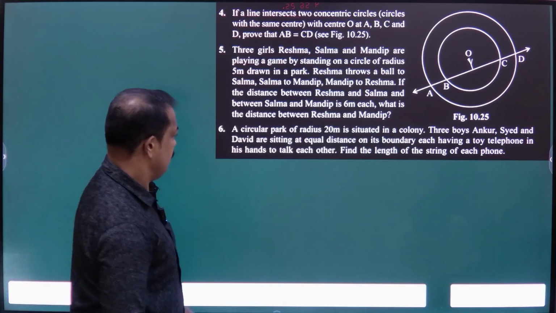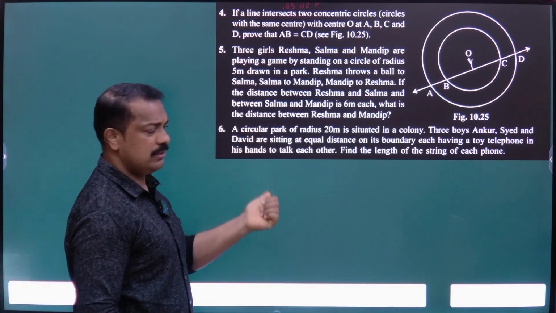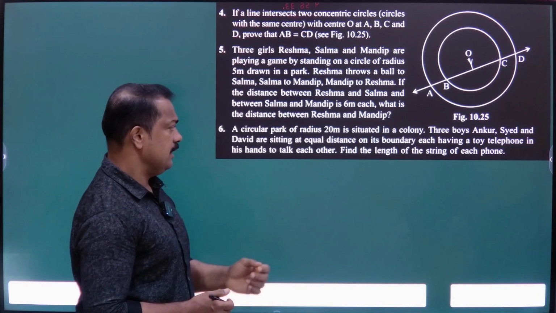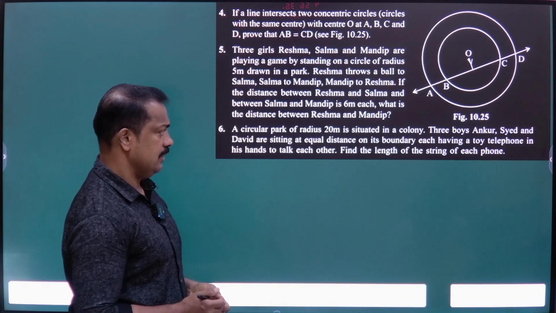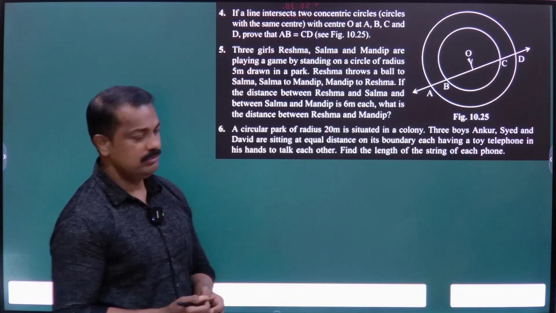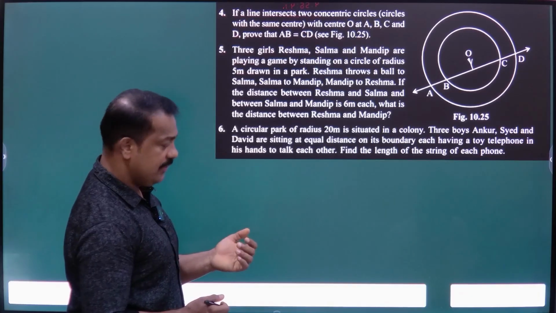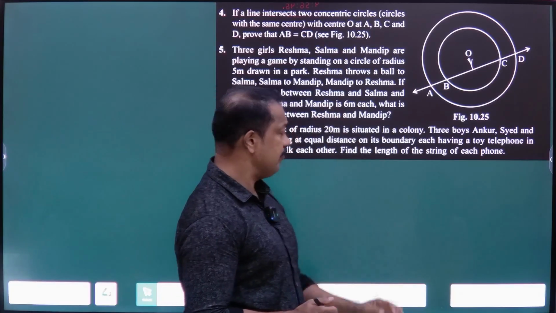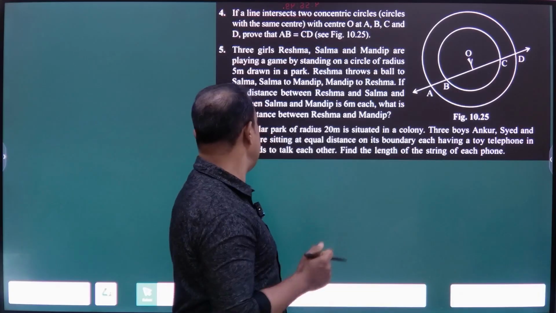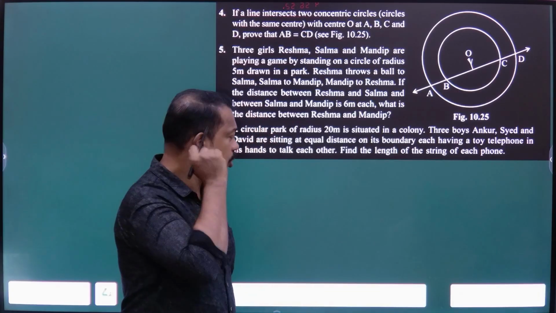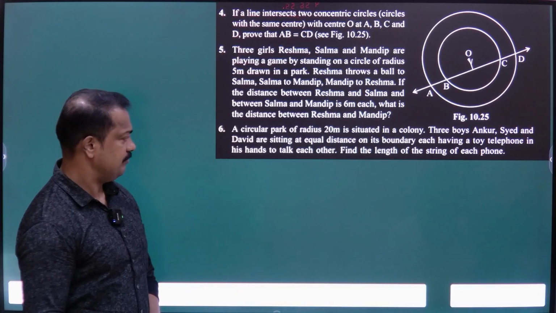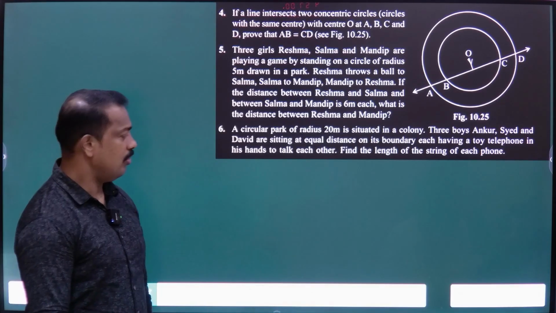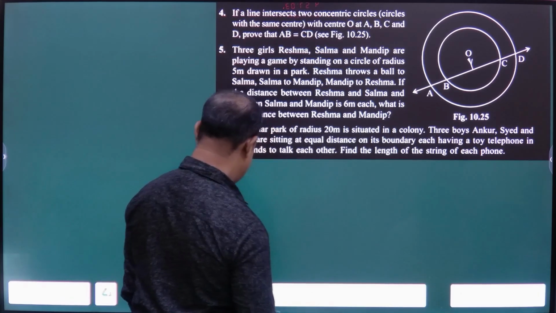Question number 6. A circular park of radius 20 meter is situated, and Ankur, Said and David are sitting at equal distance on its boundary, each having a toy telephone in hand to talk to each other. Find the length of the string of each phone.